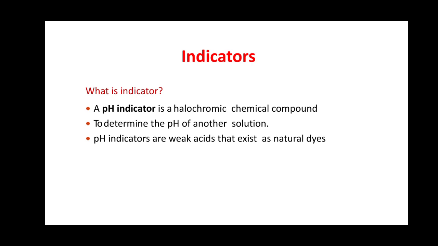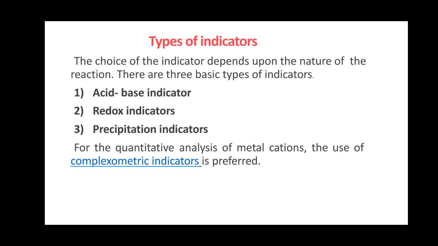So what are indicators? The pH indicator is a halochromic chemical compound. It is used to determine the pH of another solution. And these pH indicators are weak acids that exist as natural dyes. So we can see the types of indicators.